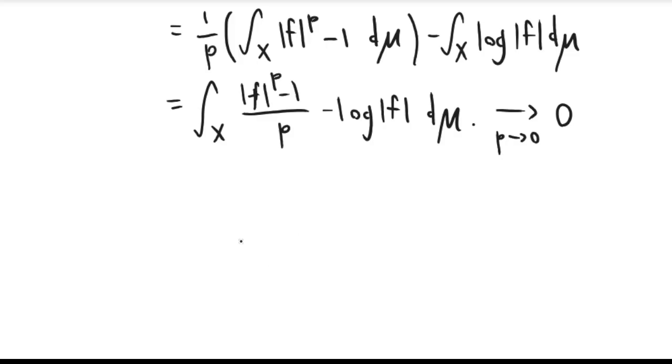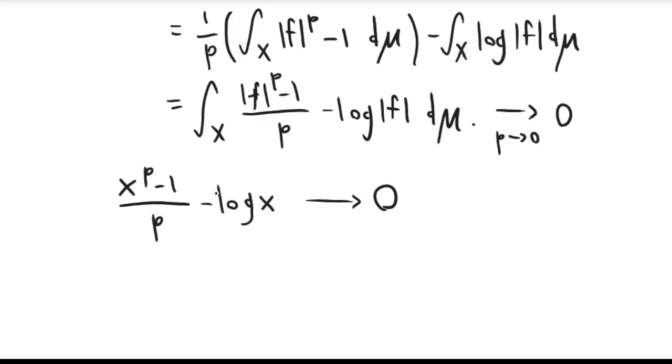So we can first observe that if you take the function (x^p - 1)/p - log x, using L'Hopital's rule, it's pretty easy to see that as p goes to 0, this goes to 0 for any non-negative x. And so clearly the thing inside of our integral is going to 0, okay, as p goes to 0.